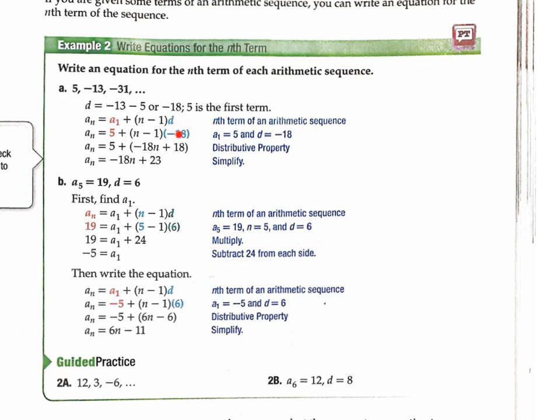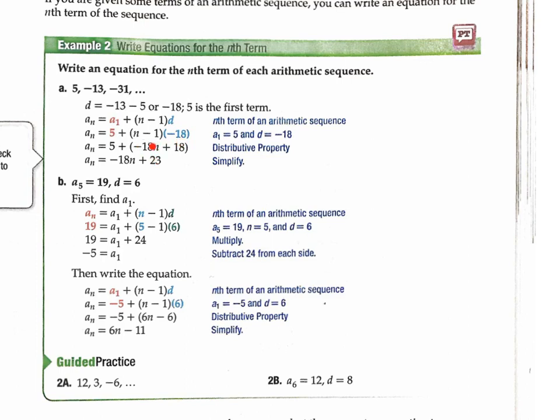Your common difference is negative 18. That's why they plug in a negative 18. They distribute the negative 18. You end up with negative 18n plus 18 once you distribute that negative 18. Now notice that they keep the parentheses here, but it's a plus sign, and the plus sign doesn't change anything. So you could erase the parentheses, but you will have to combine the 5 plus 18, which is 23.